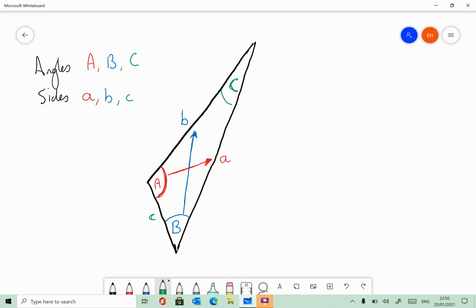You would have seen this before with Pythagoras. Pythagoras was always a squared plus b squared equals c squared. And these are all lowercase because Pythagoras has to do with sides. Okay, so sides get small letters, angles get big letters. And that's going to be important for where we're going.